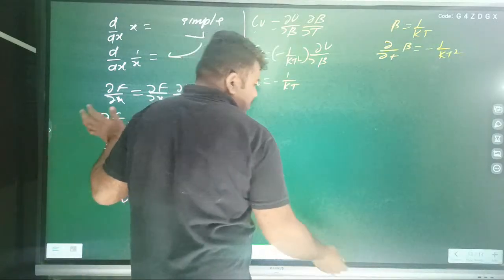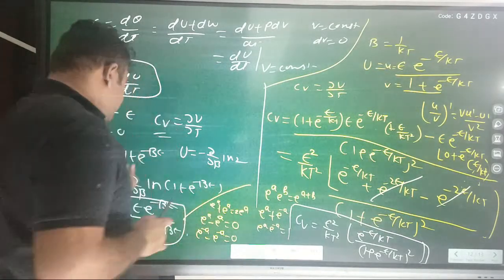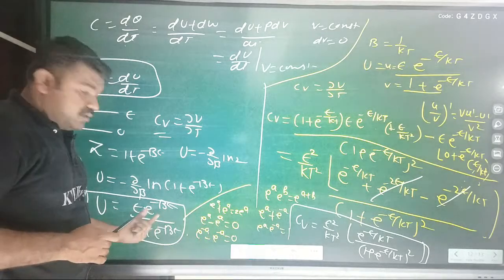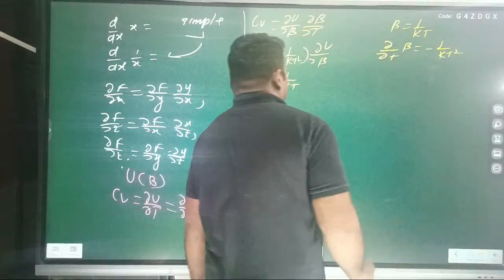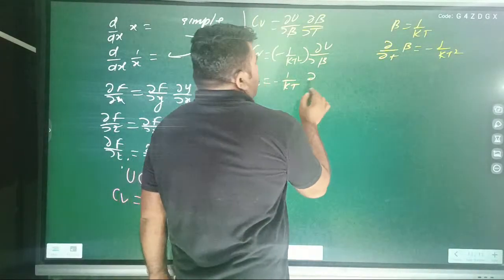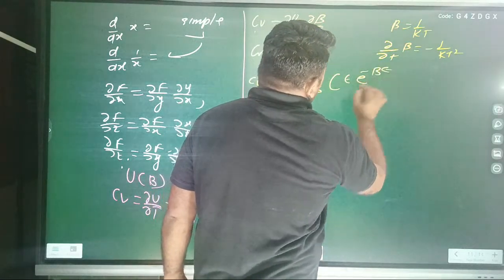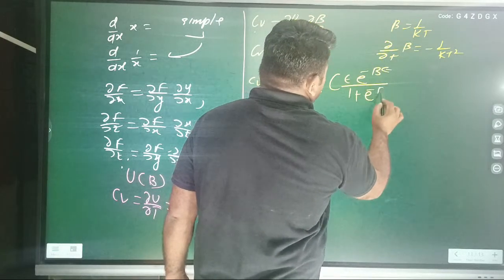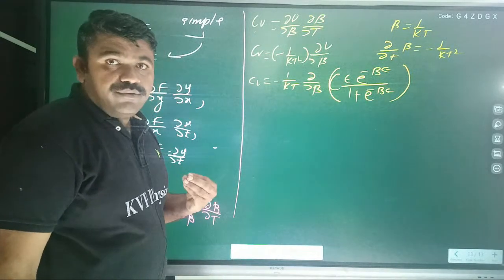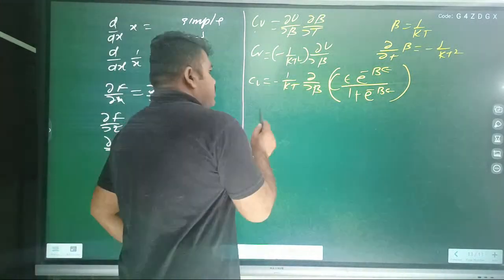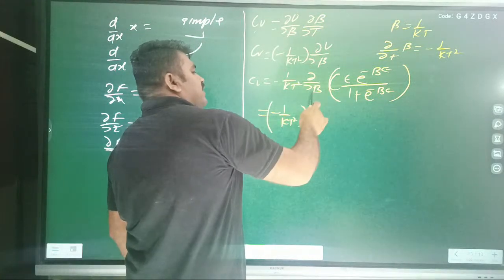What is the value of U in this case? U is equal to ε e^(−βε)/(1 + e^(−βε)), ∂/∂β of this. This is the value of U, the internal energy. But now here we can take the derivative with respect to β. Then this is equal to how much? Minus 1/kT² outside. Take the derivative with respect to β.